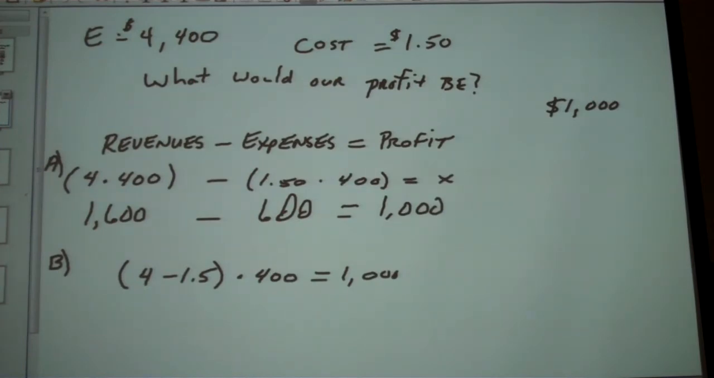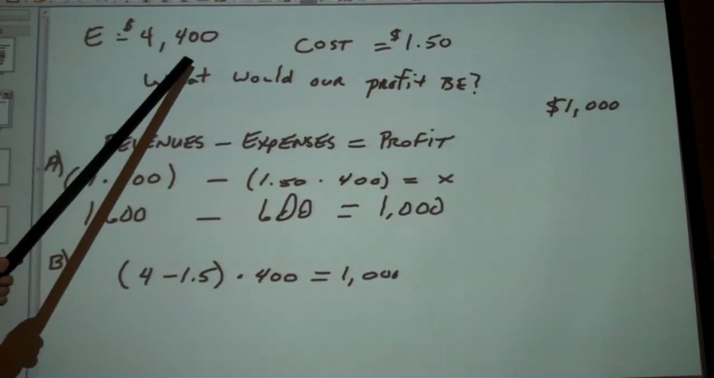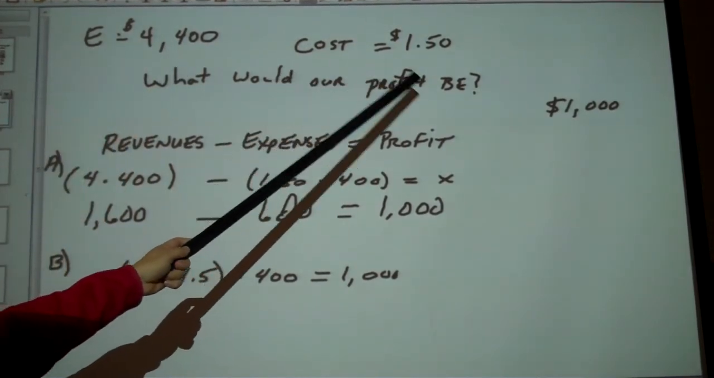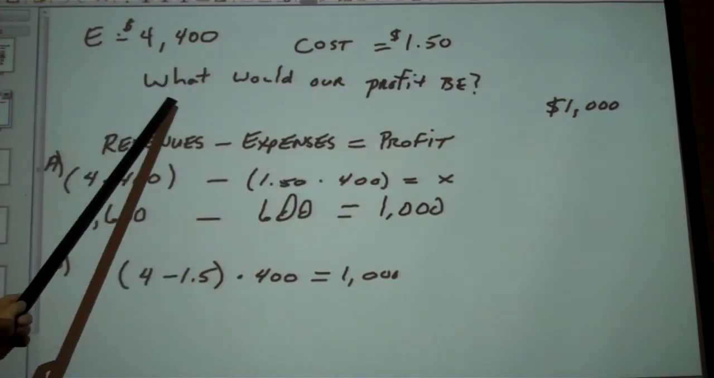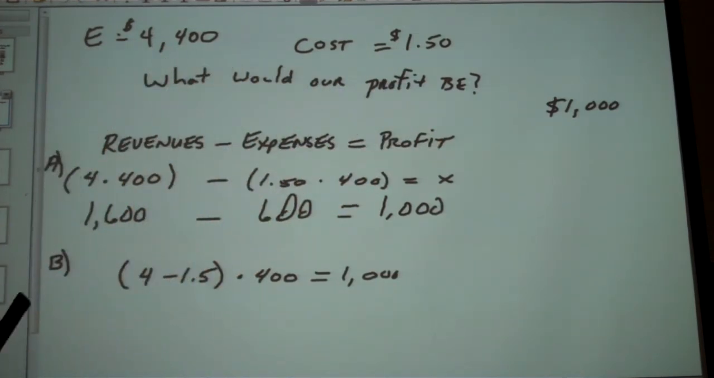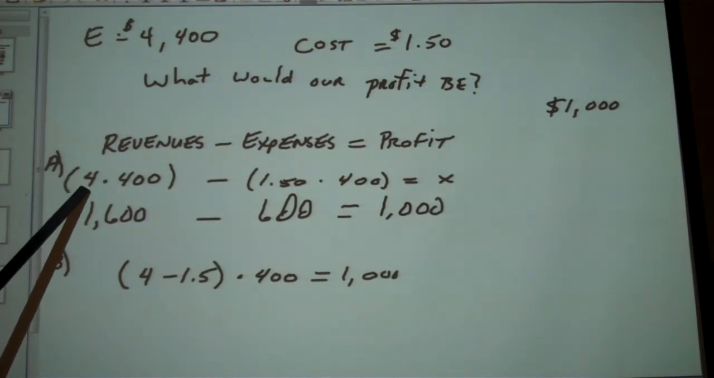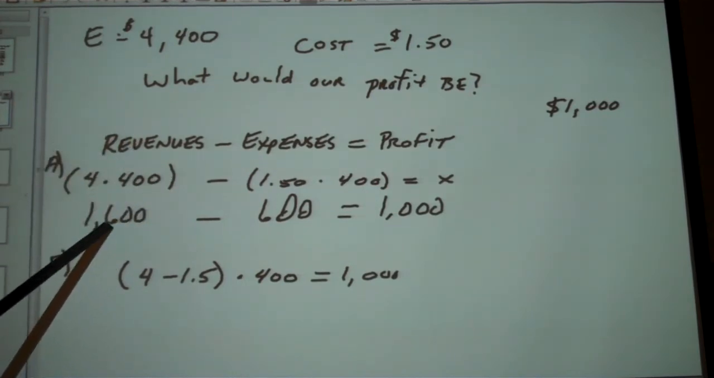Okay, for our example, the equilibrium was 4 and 400. If the cost of doing business was $1.50, we can analyze what our profit would be. The basic economic formula is listed there. In the middle, revenues minus expenses equal profit. I've listed 2 ways to calculate this, A being the long way, B being the short way, whichever way works best for you. Total revenue is price times quantity. We've been putting together a total revenue chart, so that would be 4 times 400 equals 1,600.